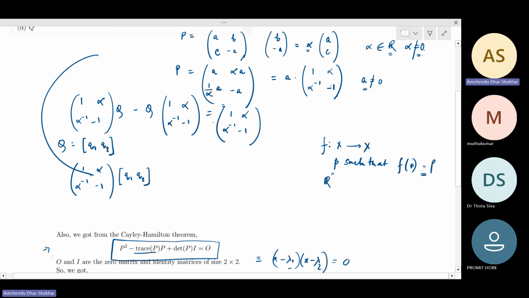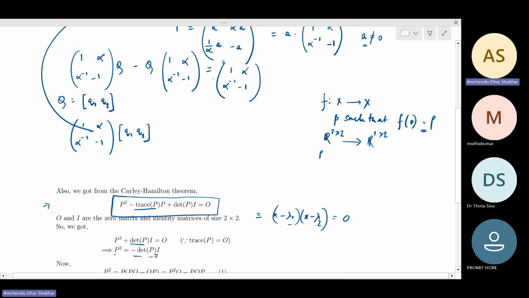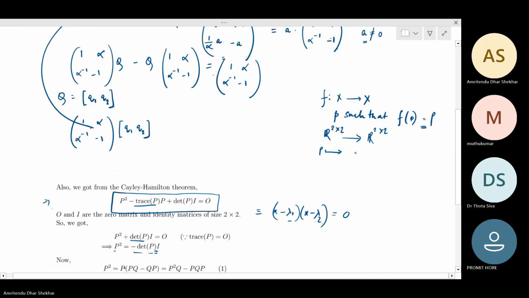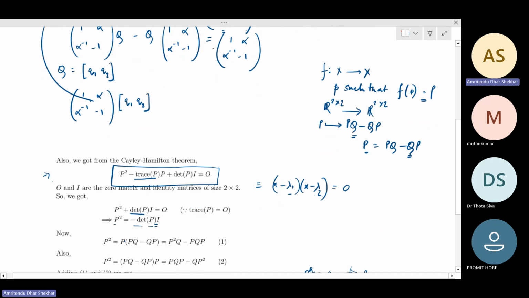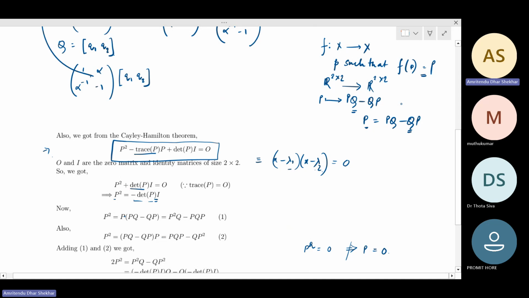R 2 cross 2 to R 2 cross 2, which takes a matrix P and sends it to PQ minus QP. And so this matrix P is a fixed point of this map because you have P equal to PQ minus QP. And of course, now you can do two things.